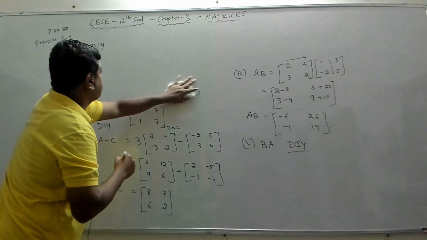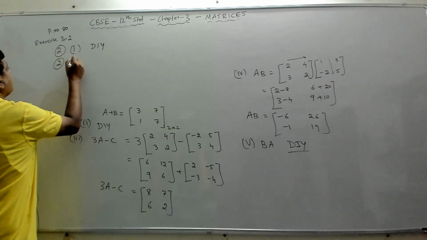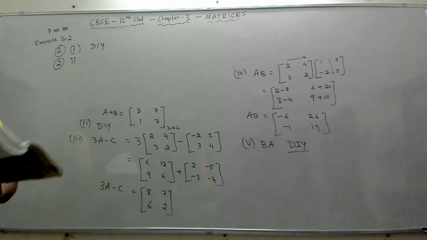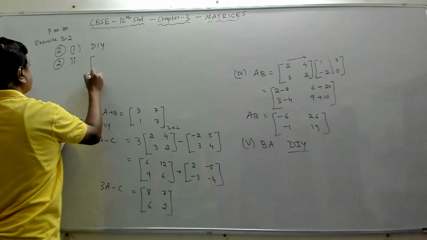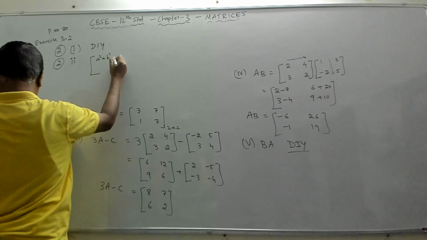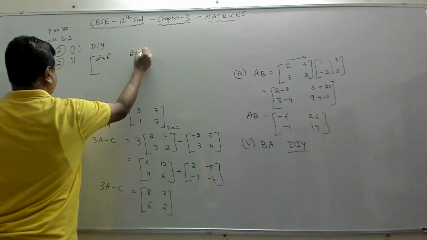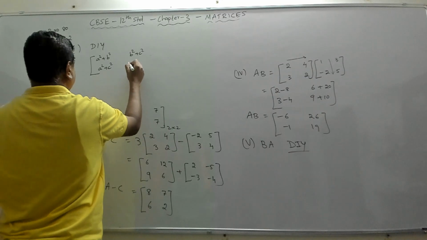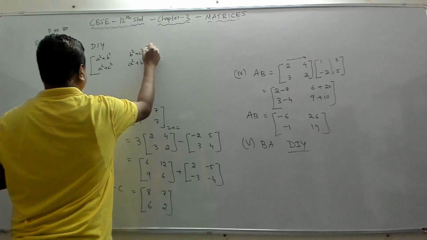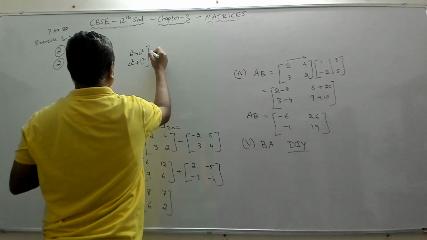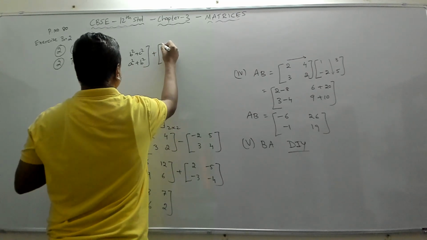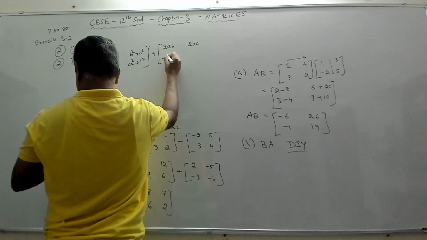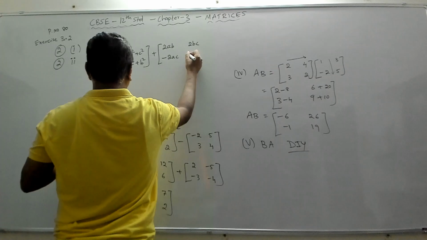You can do it by yourself. Second problem, second one, I am going to do now. We have to add these two matrices: A square plus B square, B square plus C square, then A square plus C square, then A square plus B square, added with 2AB, 2BC, minus 2AC, minus 2AB.